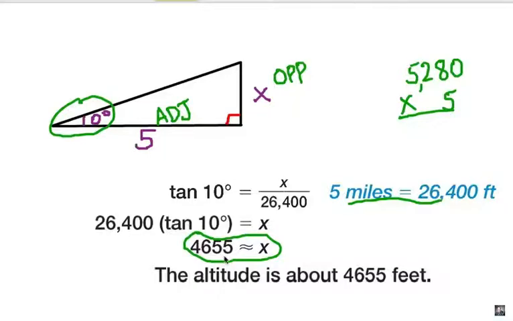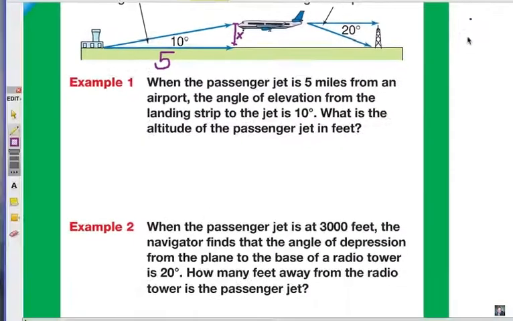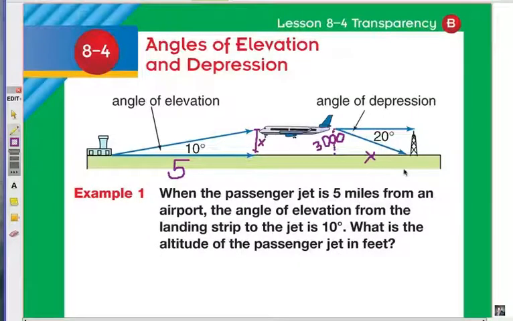All right, let's go back and look at our second example. Example 2: when the passenger jet is at 3,000 feet, that's altitude, the navigator finds the angle of depression from the plane to the base of the radio tower is 20 degrees. How many feet away from the radio tower is the passenger jet? Back up to the diagram, and look at this part. The jet is at 3,000 feet in altitude. Instead of looking straight across, you look down at the base of the tower. That's a 20-degree angle of depression. You want to know how far it is from the tower, this distance right here. Look at that right triangle and see if you can figure it out using a trig function.